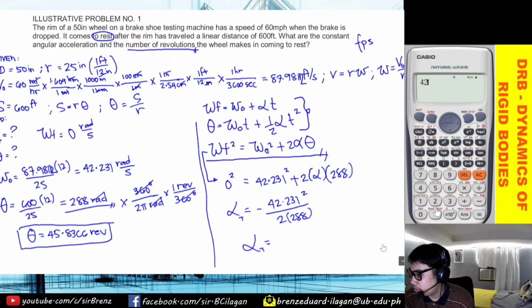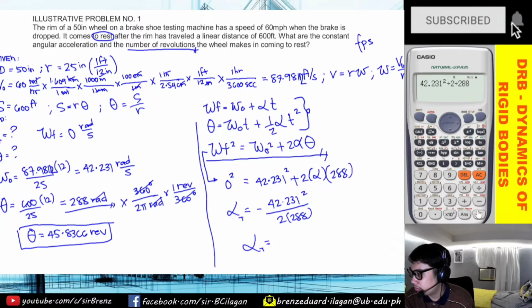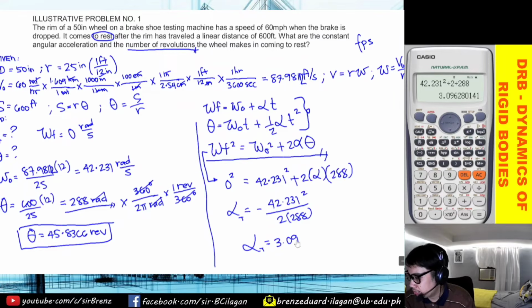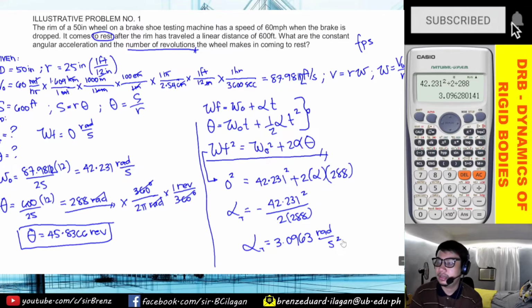So what is the angular acceleration? That is 42.231 squared divided by 2 divided by 288. So that is 3.0963. So that is in radian per second squared. Okay?